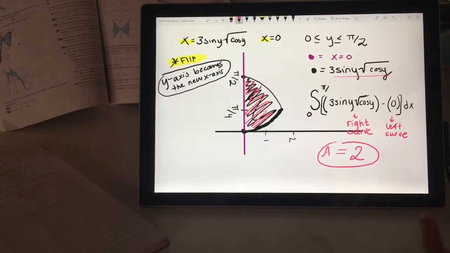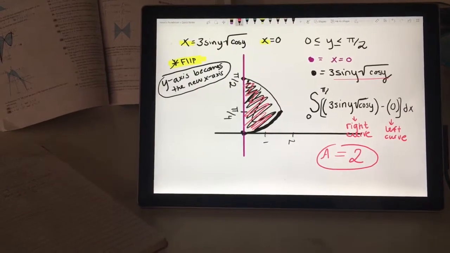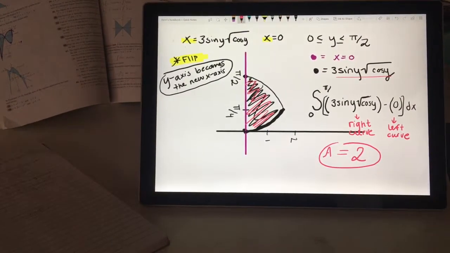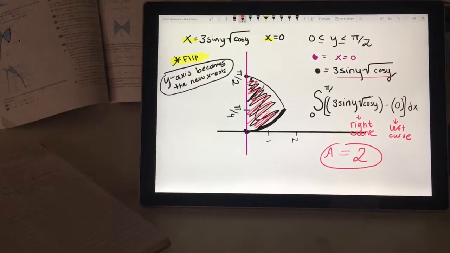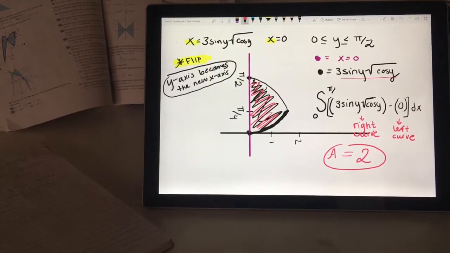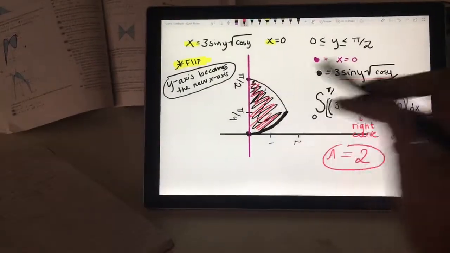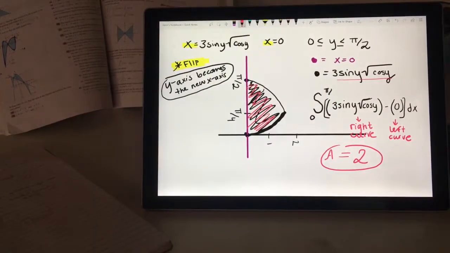So I just put in 0. I can plug all of that into my calculator and evaluate, and I get the area of the shaded region equals 2.